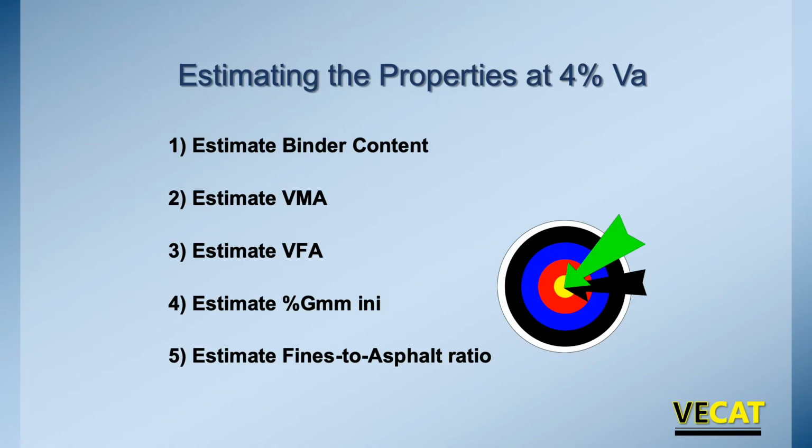So to do that, we've got to estimate the properties at 4% air voids. Once we move those to 4% air voids, it's going to give us a new estimate for binder content, a new estimate for VMA, a new estimate for VFA, a new estimate for GMM at initial, and that's going to give us a new fines to asphalt ratio.